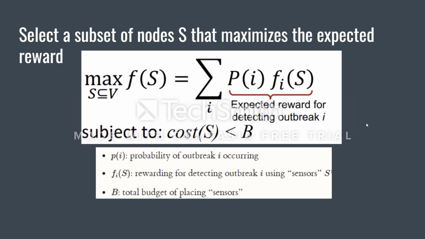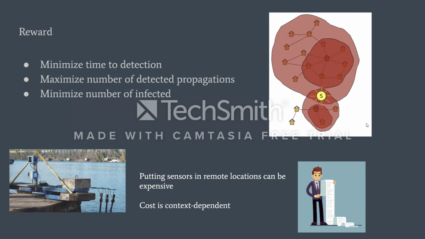Beyond just minimizing the outbreak, another goal of outbreak detection is to maximize the expected reward, which includes the cost of sensors. The reward can be one of the following three: minimize the time to detection, maximize the number of detected propagations, or minimize the number of infected. The cost depends on the context.